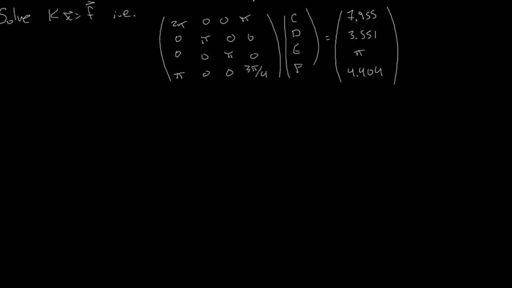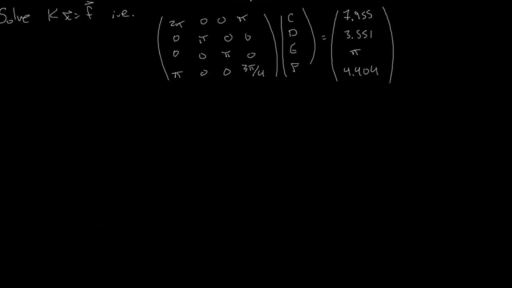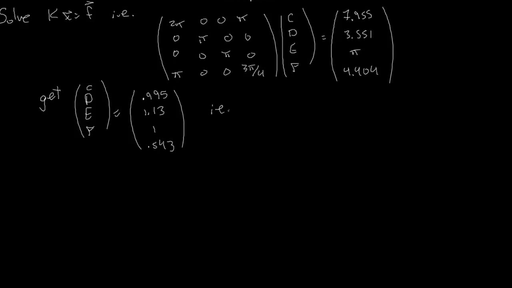So you're going to solve kx equals f. These are going to give you the coefficients c plus d cosine plus e sine plus f cosine squared. Multiply, or don't multiply, take the inverse if you like. Solve that system of equations to get what c, d, e, and f have to be, there's a unique solution: 0.995, 1.13, 1, and 0.543.